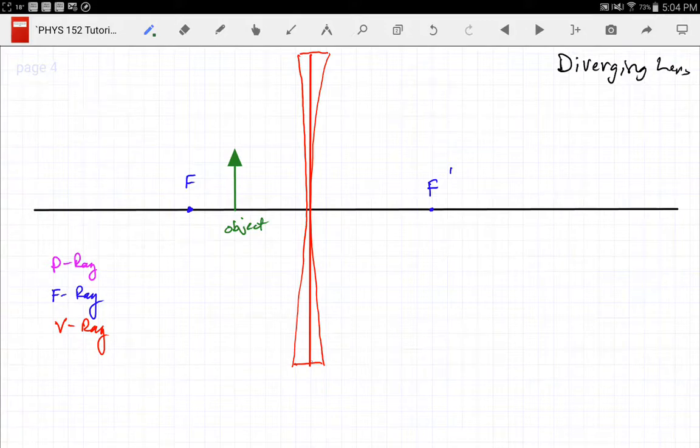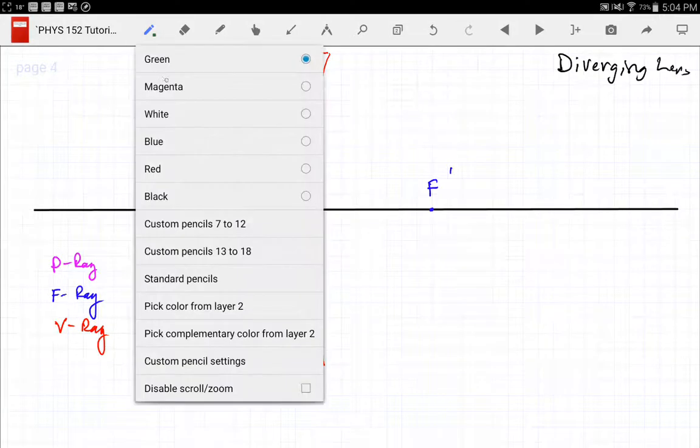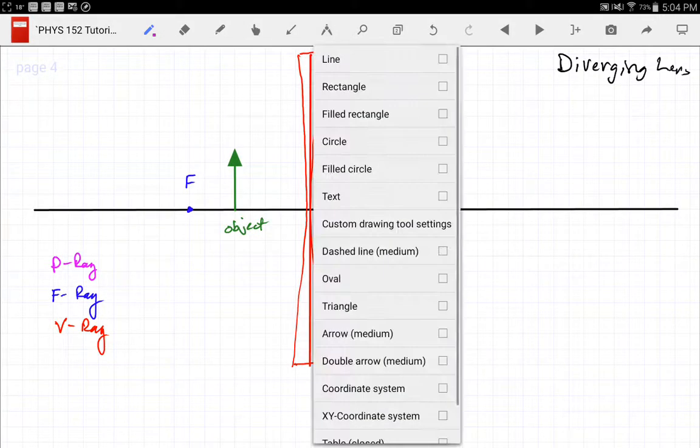Note that for the diverging lens, the principal focal point is on the left side instead of the right side. The secondary focal point is on the right side instead of the left side. They've switched positions. That's going to make drawing our rays just a little more interesting. So let's start with the parallel ray.